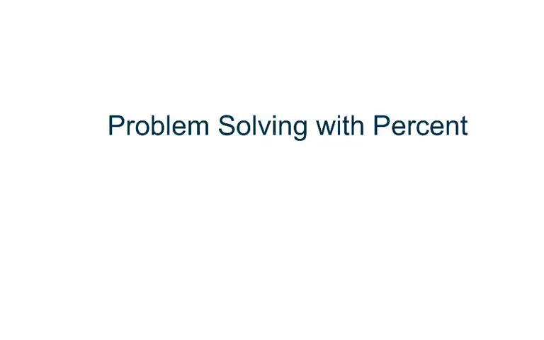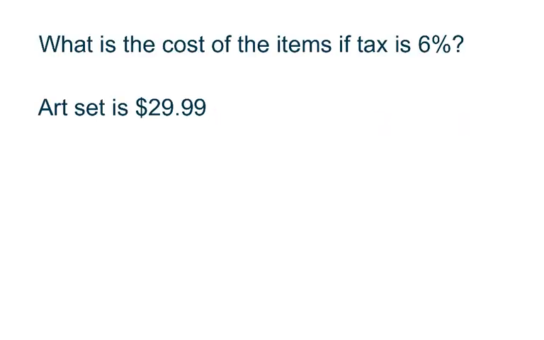Today we're going to look at problem solving with percent. So we're going to have some word problems that we have to deal with percent. And here we go. What is the cost of the items if tax is 6%? So I'm going to look at this art set, which is $29.99. And I have to add 6% to that. And then I have to get the final cost.